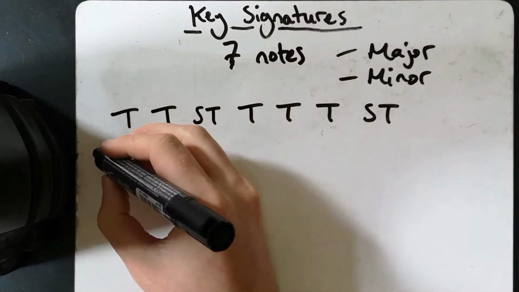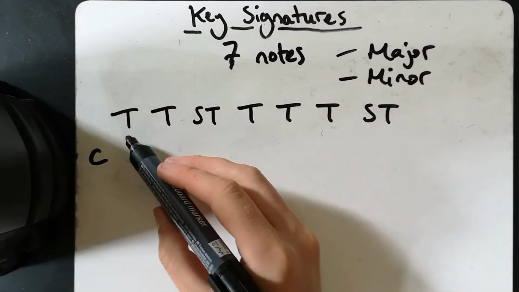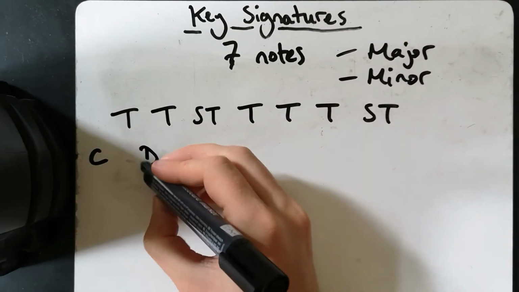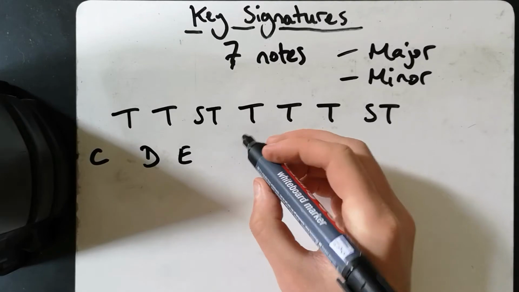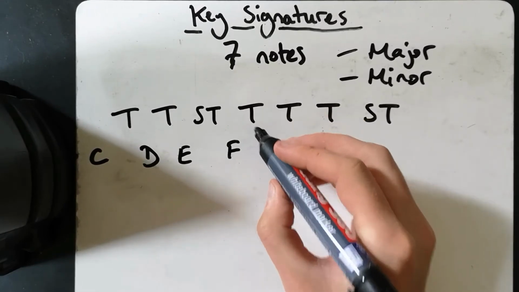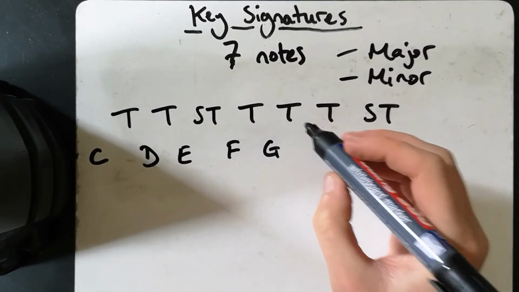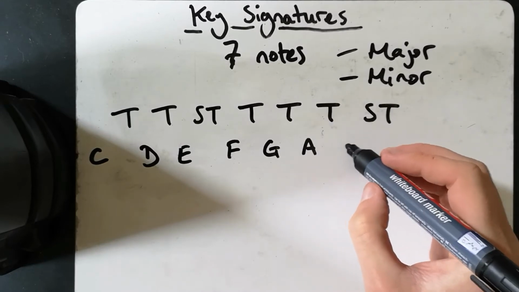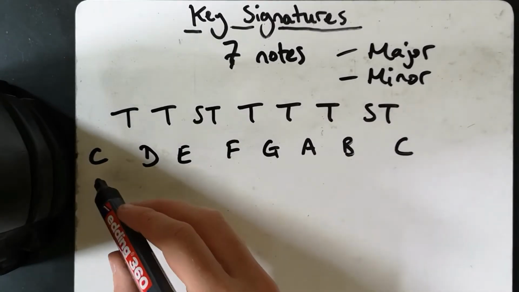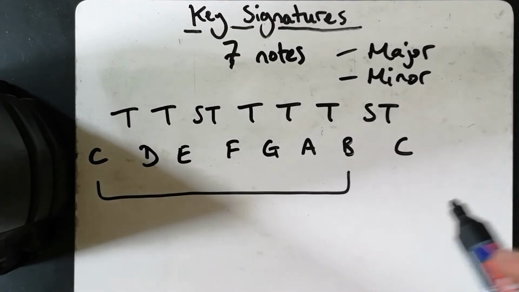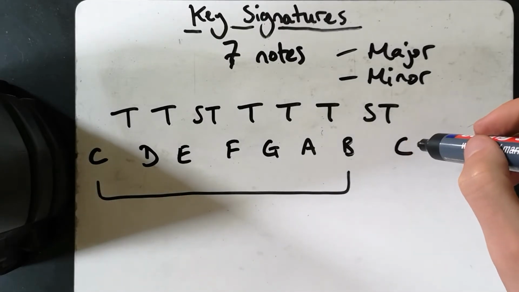First of all, let's just do C. Okay, I know that a tone away from C is D. I know that a tone away from D is E. I know a semitone away from E is F. Tone away from F is G. Tone away from G is A. Tone away from A is B. And the semitone gets me back to C. So here's my 7 different notes. Okay, and then after that 7th different note, I go back to the start again.